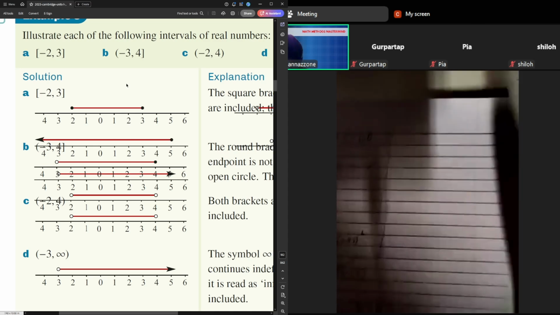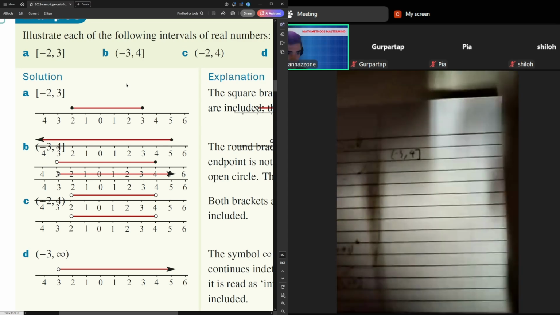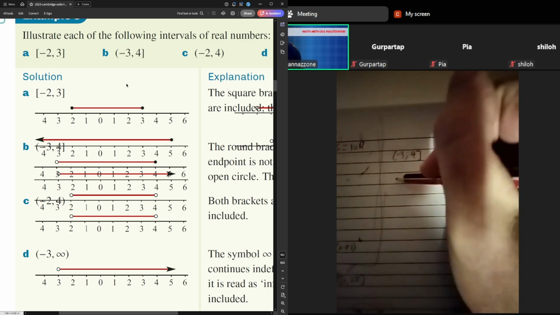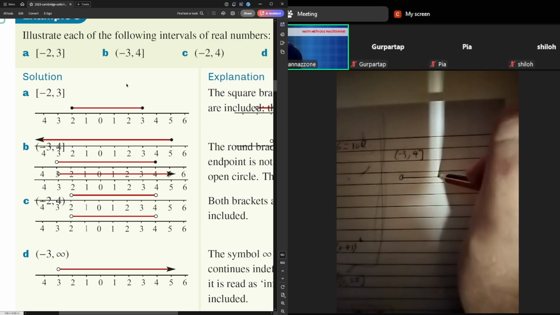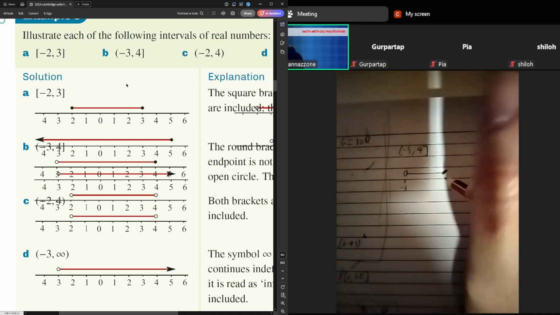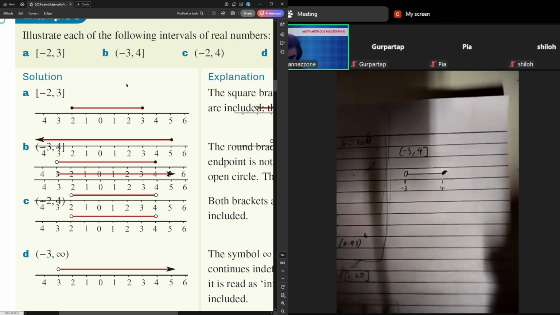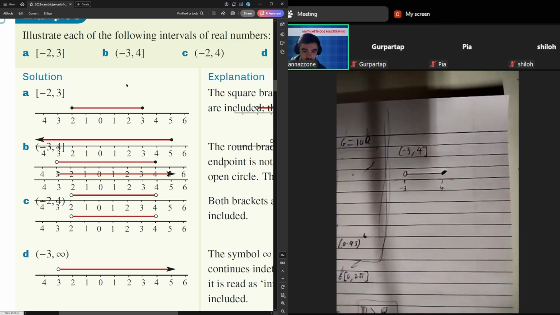Okay. So we have a rounded bracket on the -3, square bracket on the 4. That's going to mean it starts at an open circle, ends at a dark circle. This spot here is -3. This spot here is 4. And that's your full number line, everything between those two.